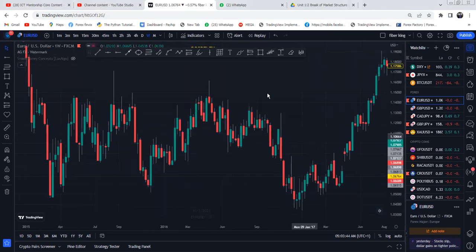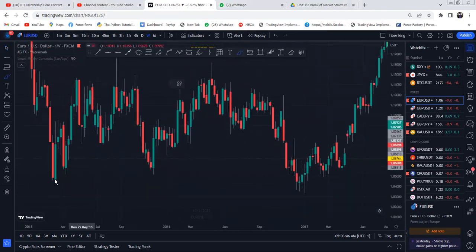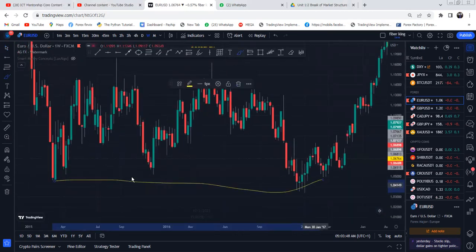When the market is heading for external range liquidity, for example, the market is coming down for this low here, we have sell stops here, sell side liquidity. So if the market is coming down to this area, likely there's going to be internal range liquidity that the market has to grab, right?